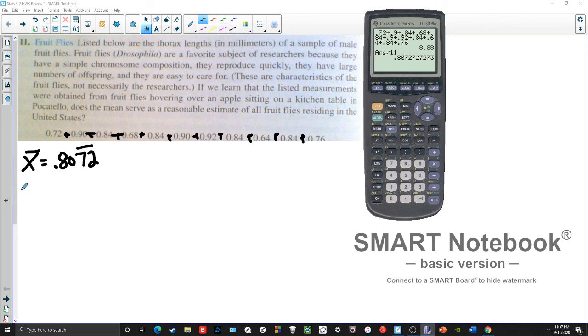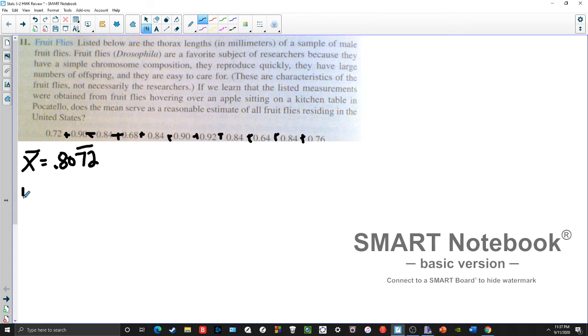The median, mode, and mid-range. Let's do the mode first, since the mode is easier to do. If you look here, the most common number is 0.84 because it occurs 4 times in this list. So the mode would be 0.84. And the median, by the way, the symbol for the median is this little x tilde, a squiggle above the x.